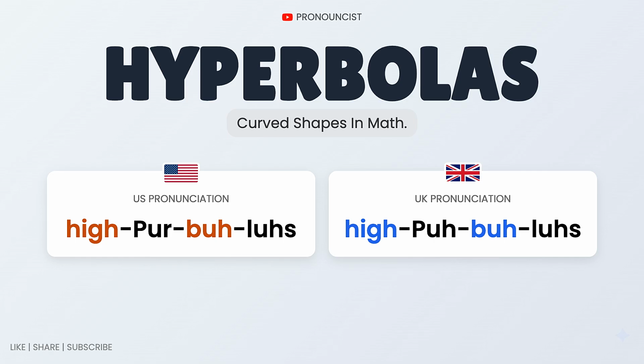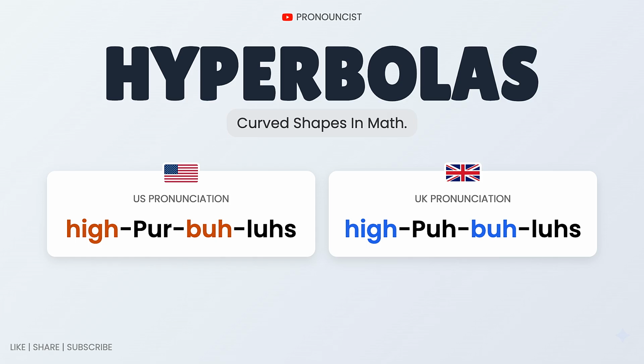hyperbolas. Now, read the syllables of British pronunciation shown on the screen naturally. Hy, p, b, lus, hyperbolas, hy, p, b, lus, hyperbolas. Stress per and keep lus light.